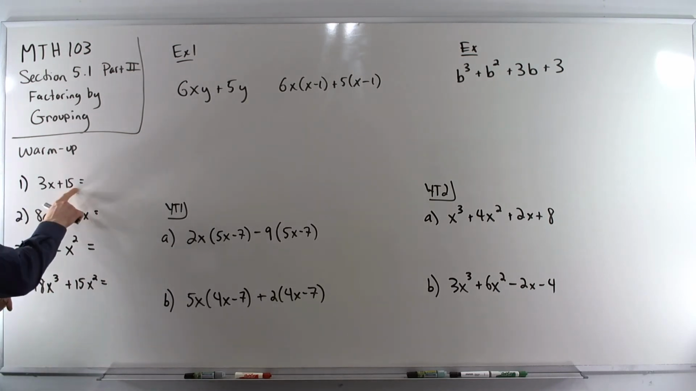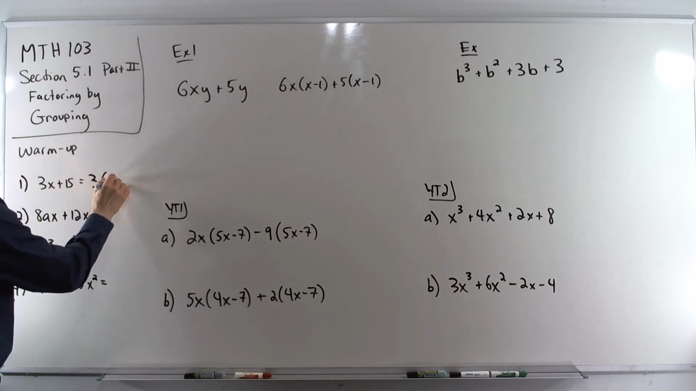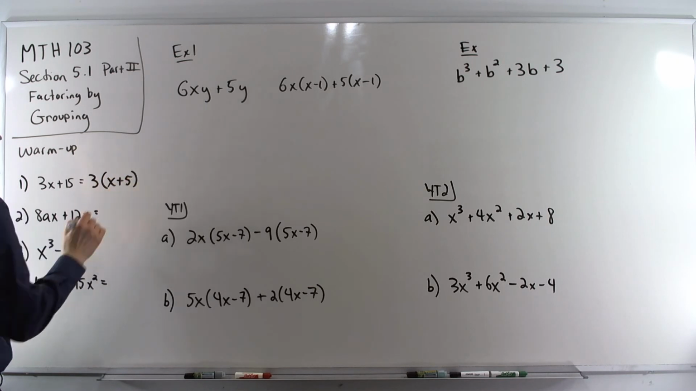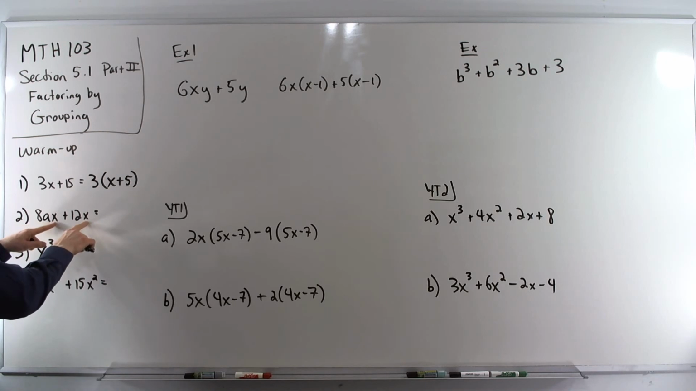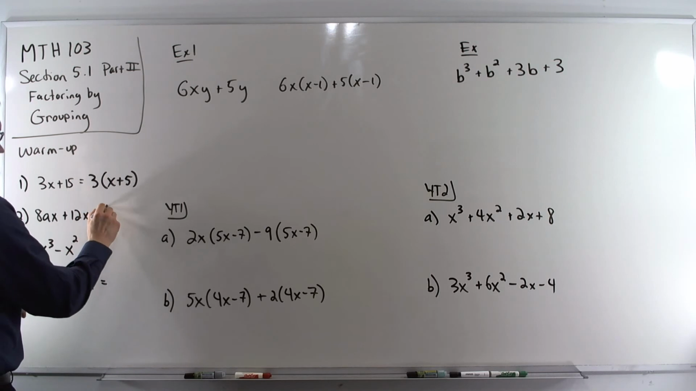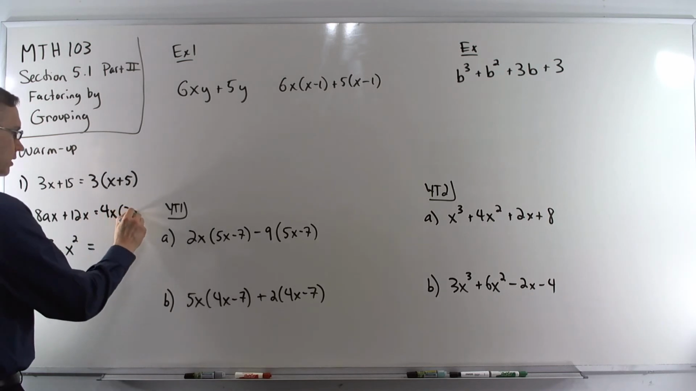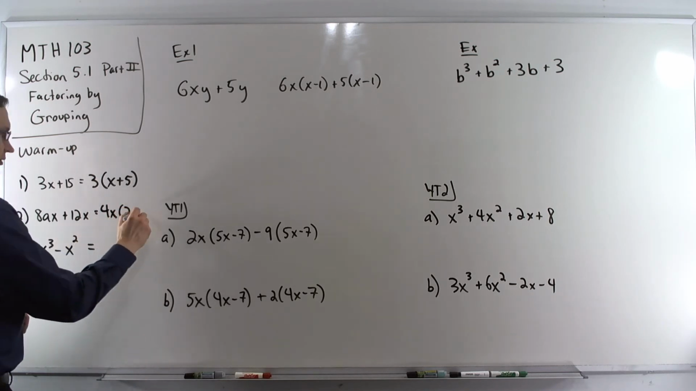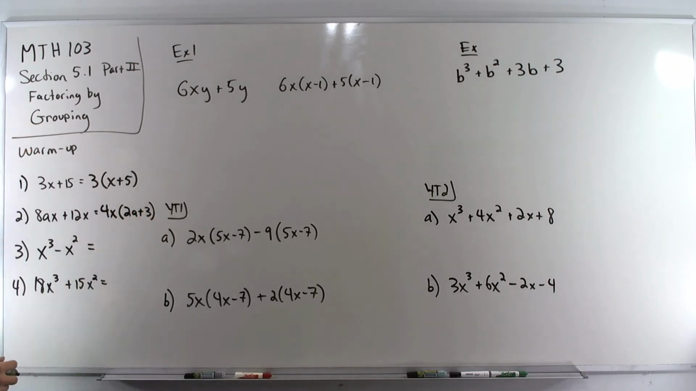First one, we have no variables in the second part, so we're only going to be factoring out numbers. 3 is a common factor of 3 and 15, so we'll factor that out. 3 times x plus 5. Second one, we do have a matching variable here of x, and 4 is the greatest common factor of 8 and 12, so we can factor out 4x. Now we'll take 8ax divided by 4x and get 2a, and then 12x divided by 4x is 3. 4x times 2a plus 3.